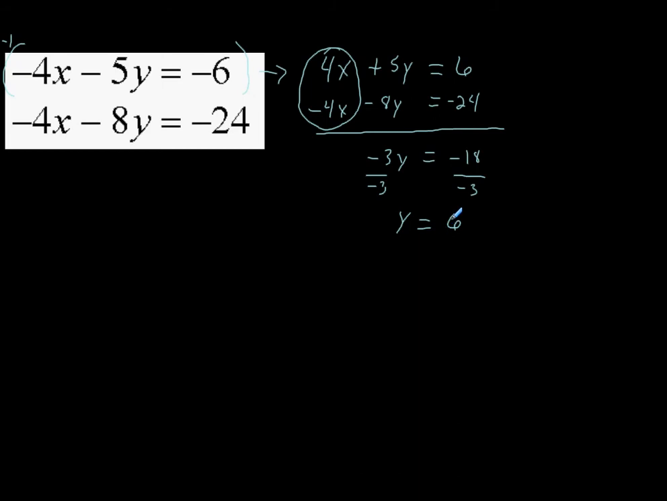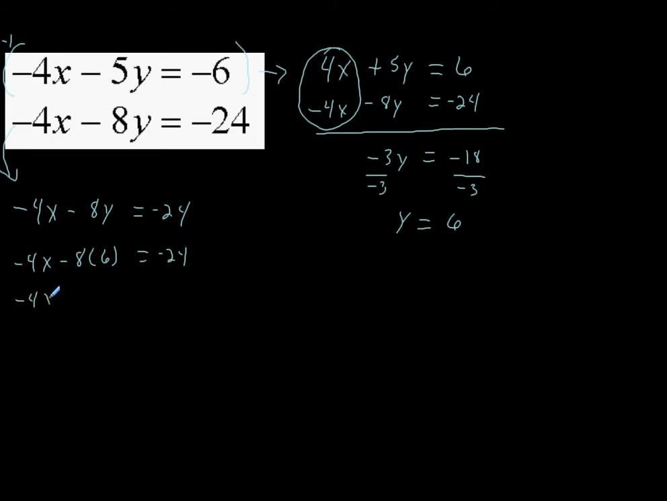Okay, with that, let us take it and substitute it into the equation. Let's do the bottom one this time. Negative 4x minus 8y equals negative 24. In the place of y, let's substitute the value of y. Negative 4x minus 8 times 6 equals negative 24.